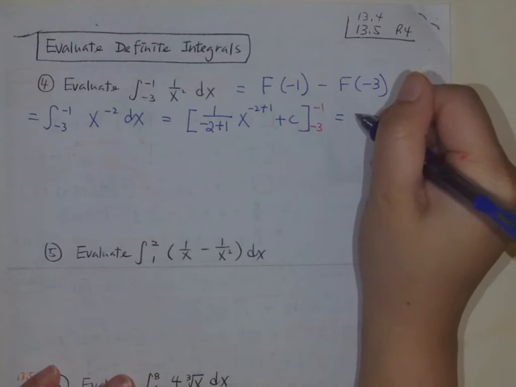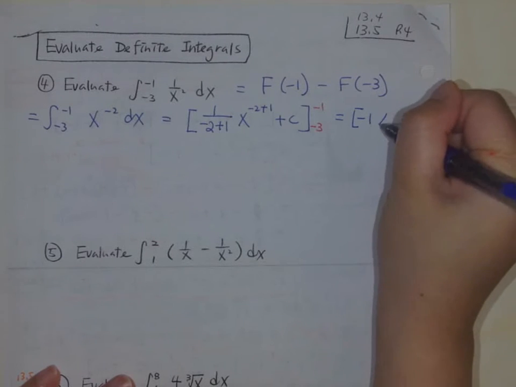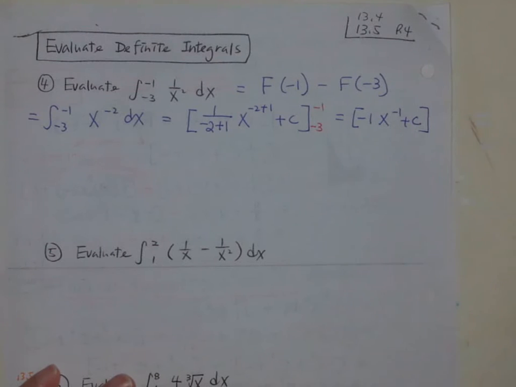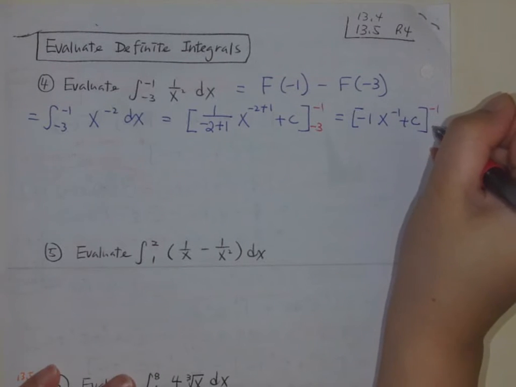Okay, so now we have -1 times x raised to the -1, plus the c, and then we're supposed to plug in these two numbers.